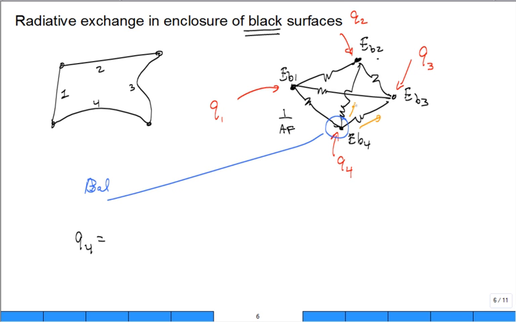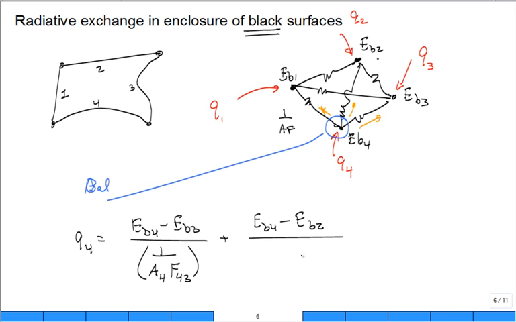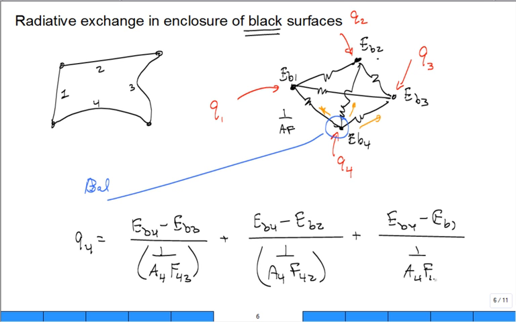The energy balance equation for node 4 would be Q4 is in, and then always model going away through the resistors. So the sum of the outs would be EB4 minus EB3 divided by 1 over A4 view factor 4 to 3, plus EB4 minus EB2 divided by 1 over area 4 view factor 4 to 2, plus EB4 minus EB1 divided by 1 over area 4 view factor 4 to 1. Did I write it correctly?